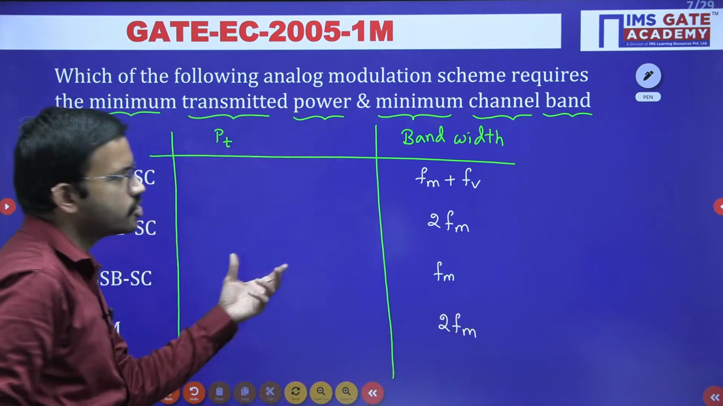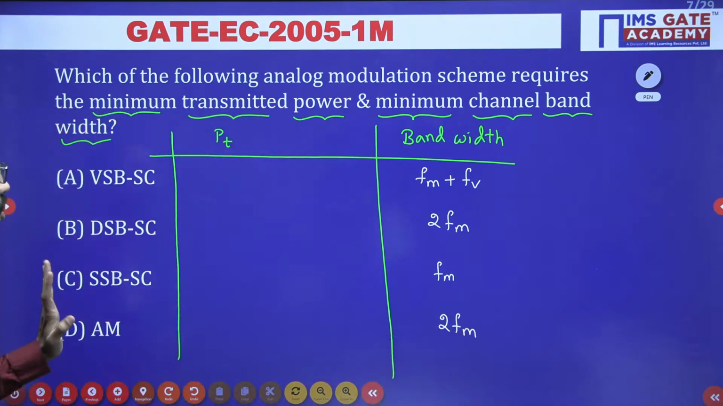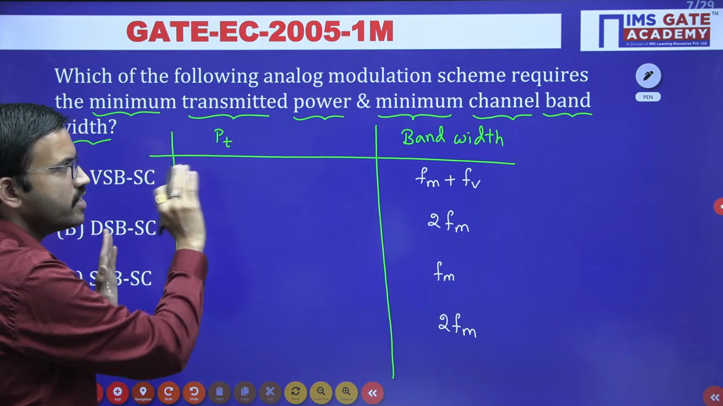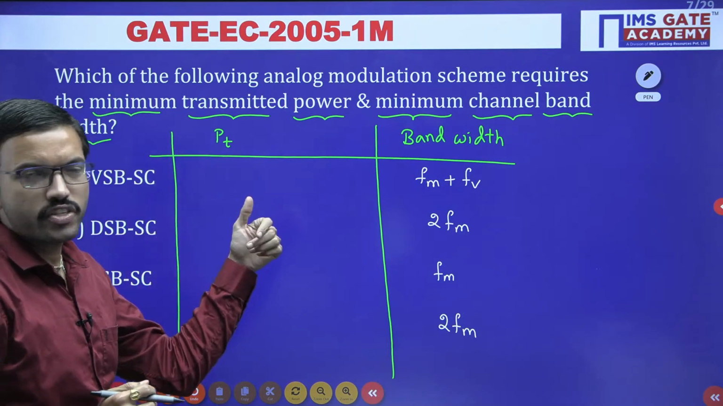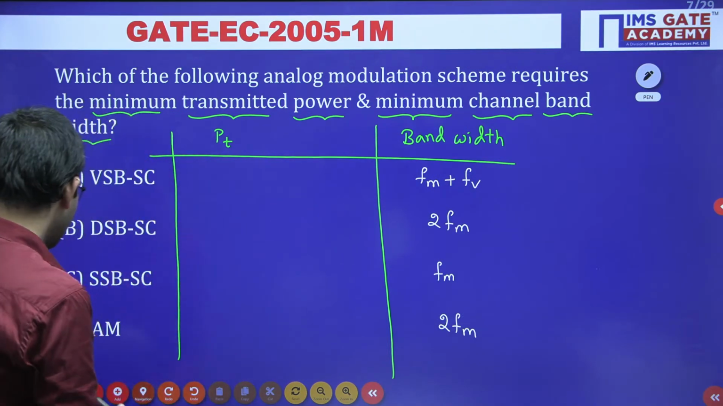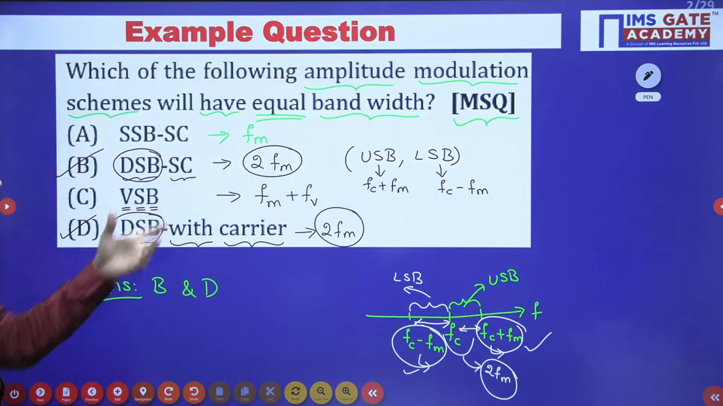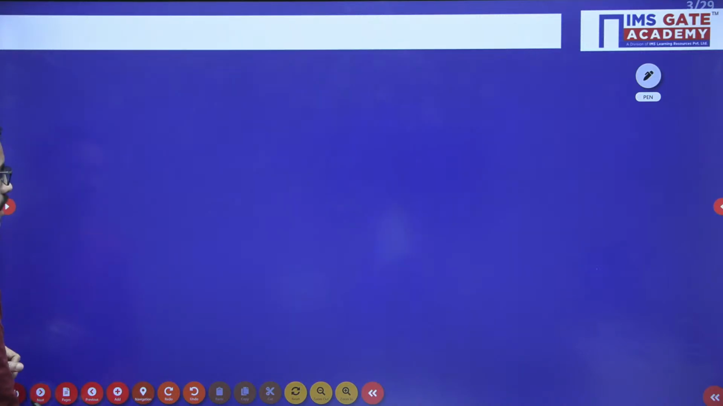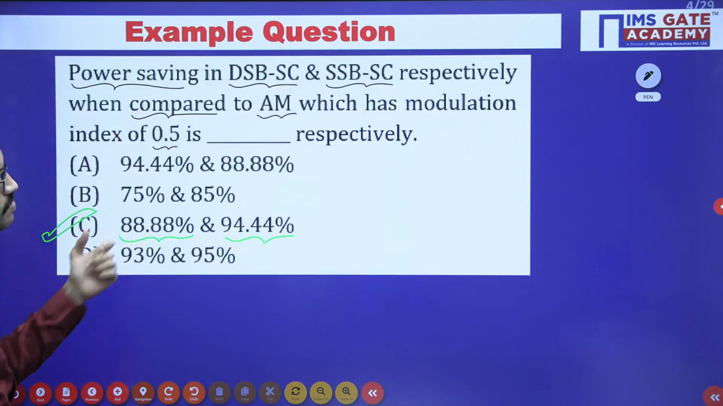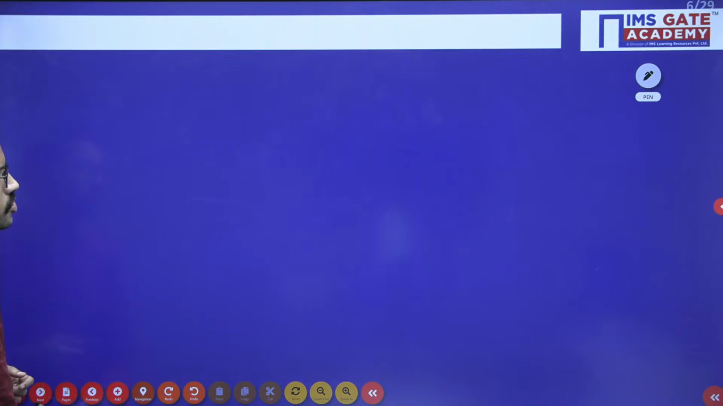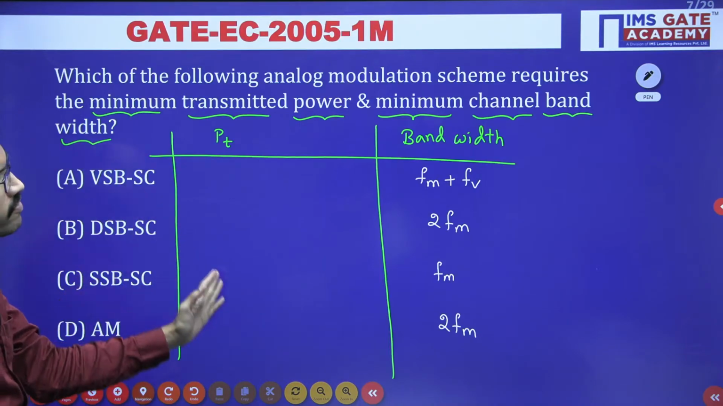In the first question also we have discussed regarding bandwidth. This question is based on bandwidth and power, whereas the first question which we have discussed is purely based on bandwidth, and the second question whatever we have discussed is with respect to power. And now this question is based on both the power and bandwidth.